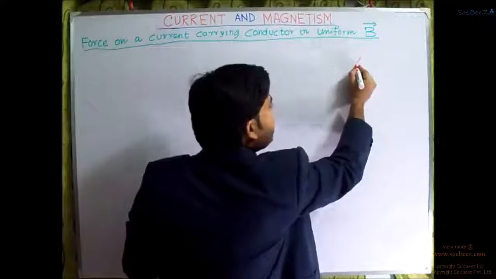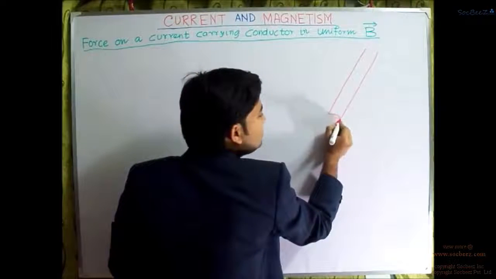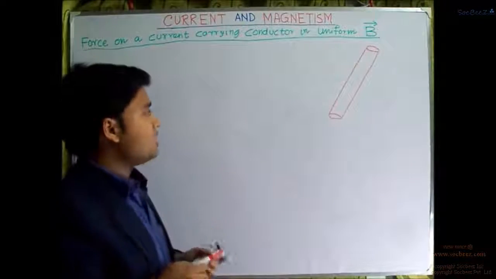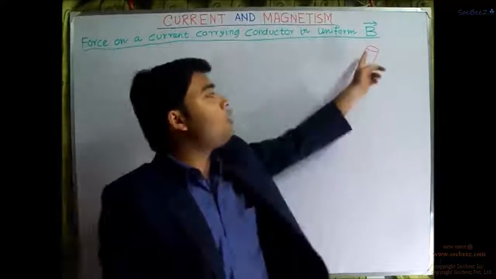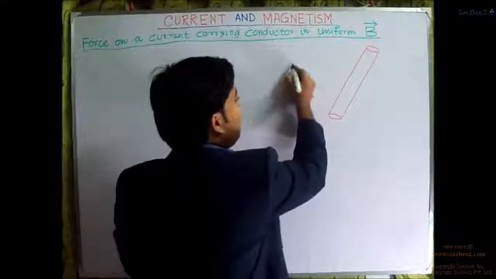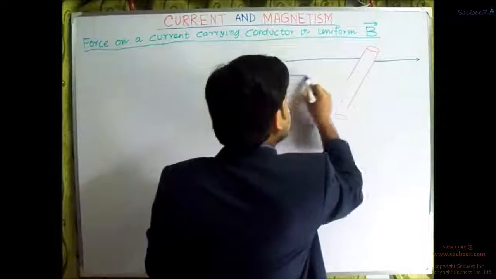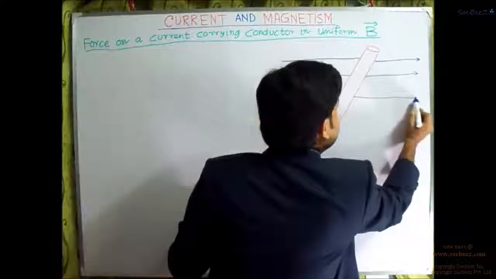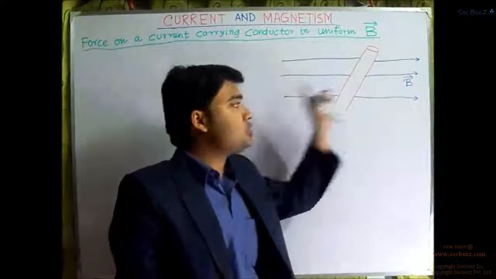Say this one is the current conducting wire. Obviously, this will have some cross-sectional area, and this cross-sectional area shall be uniform throughout its length. And there is a magnetic field as such. Uniform magnetic field. This is the uniform magnetic field B. The direction is from this to this.